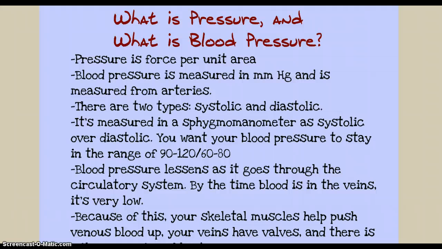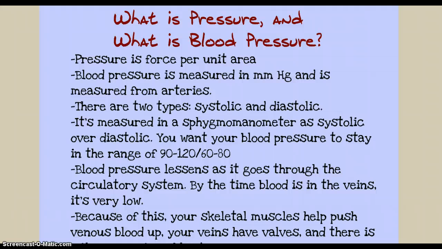Anyway, so it's measured in a sphygmomanometer. I'm just going to call it a blood pressure meter. And it's measured as systolic over diastolic. You want your blood pressure to stay in a range of 90 to 120 in your systolic and 60 to 80 in your diastolic.